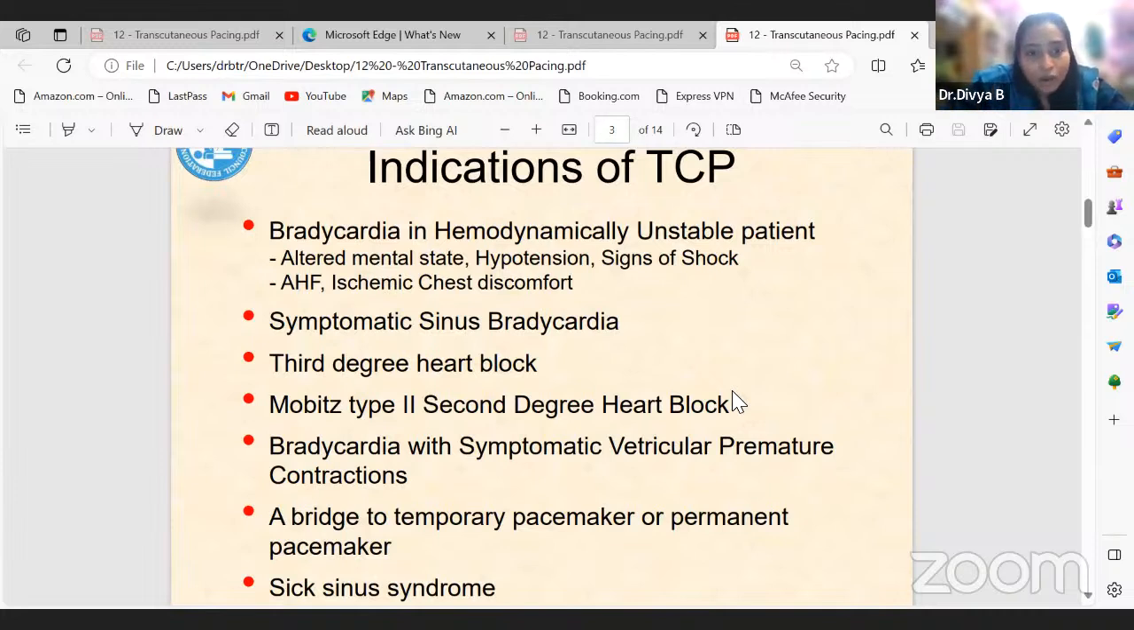And then third degree heart block or Mobitz type 2 heart block, or any heart block that hasn't responded to your drug therapy, and you need a significant period of time to shift the patient to either a transvenous or permanent pacemaker, till you correct the cause that's causing the bradycardia. That is when you can think about transcutaneous pacing, right? Like I said, it's a temporary bridging method to your temporary or permanent pacemaker. You can also consider this in sick sinus syndrome or bradycardia with symptomatic ventricular premature contractions, only if it's symptomatic. If it's not symptomatic, do not think about this.